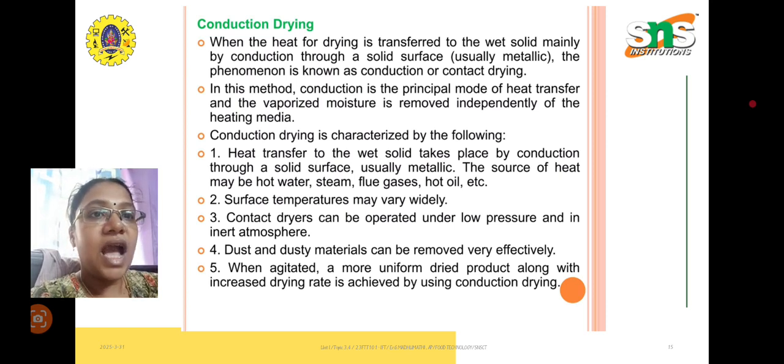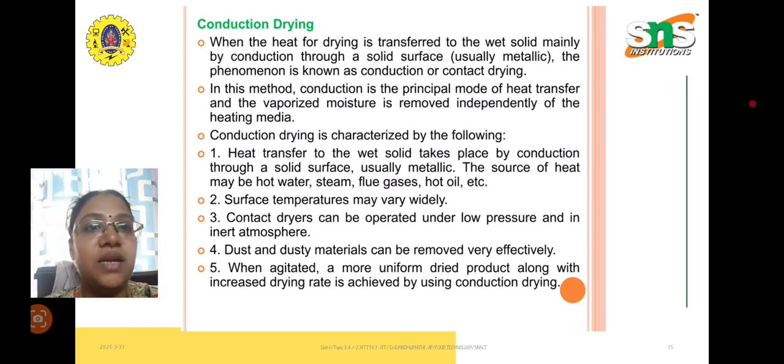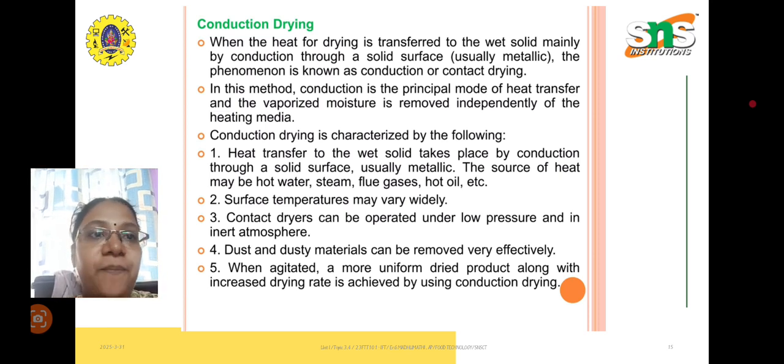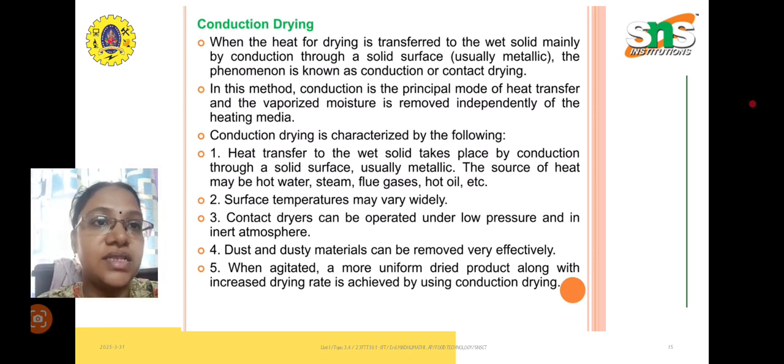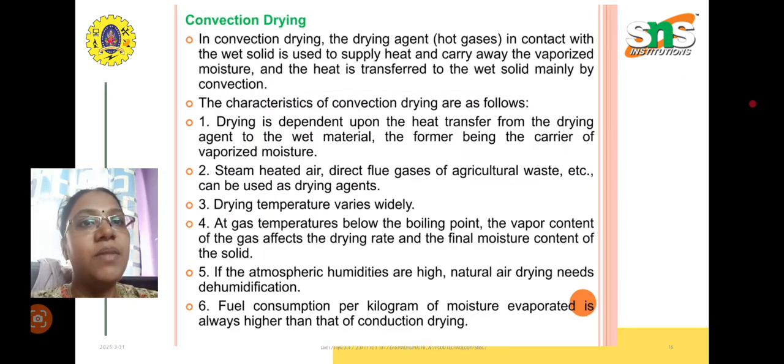Conductive drying is characterized by heat transfer to the wet solid by conduction through a solid surface, usually a metallic surface, and the source of heat may be hot water, steam, flue gas, or hot oil. The surface temperatures may vary widely, and contact dryers can also be operated under low pressure and inert atmosphere. Dusty materials can be handled very effectively by conductive drying when agitated. That means when it is mixed, a more uniform dried product along with increased drying rate is achieved. So it is more beneficial.